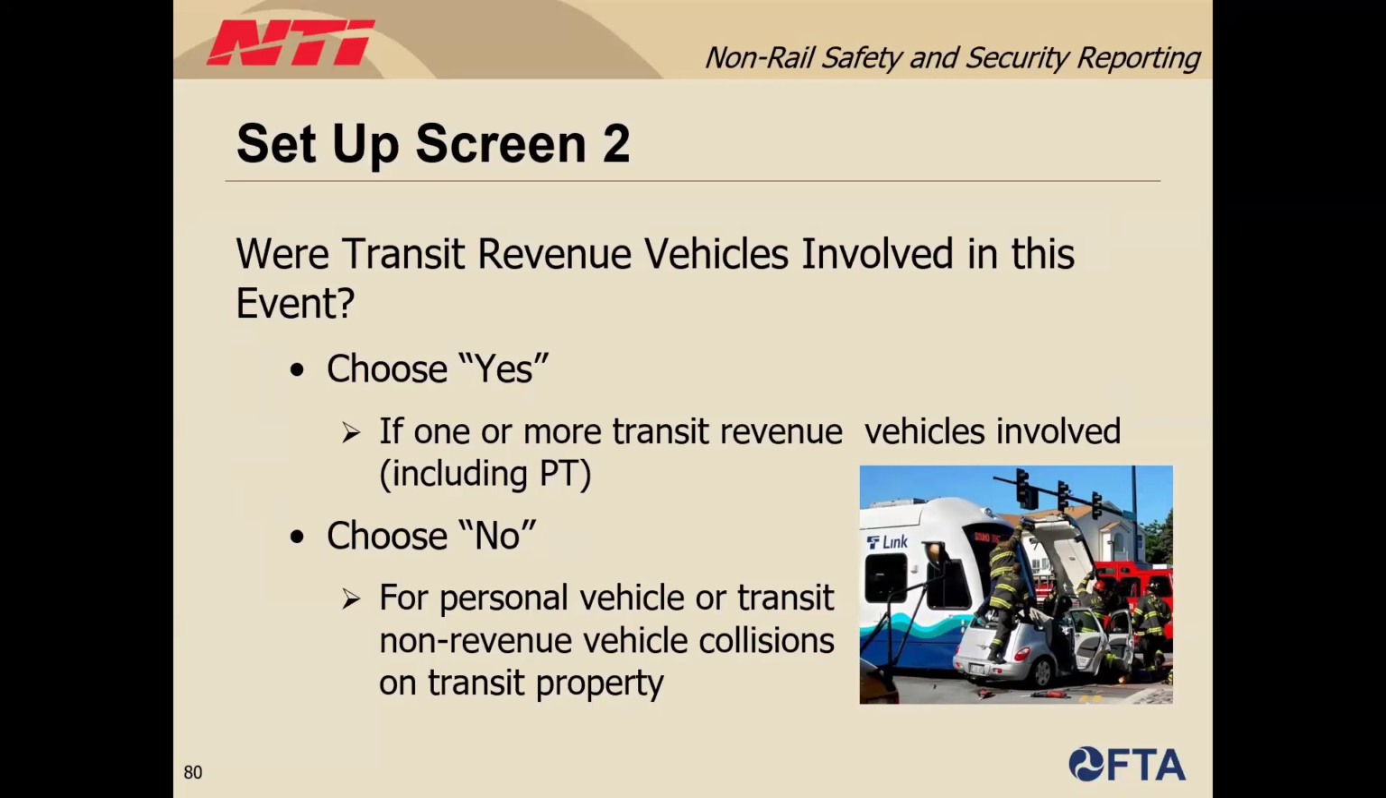As I mentioned, if you chose collision on screen 1, then screen 2 captures if there were transit revenue vehicles involved in this event. Select yes if this is true, which includes purchase transportation, or PT, vehicles as a transit vehicle since you are reporting for this service. You would select no when the collision involves a private vehicle on transit property or a transit non-revenue vehicle collision that occurs on transit property. These are typically maintenance vehicle collisions that meet a threshold.